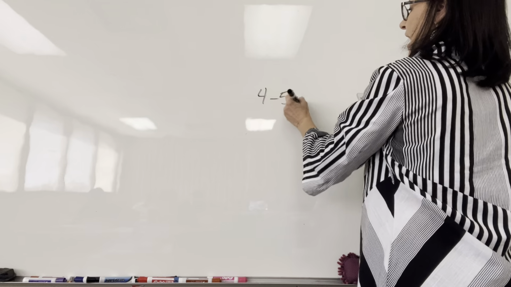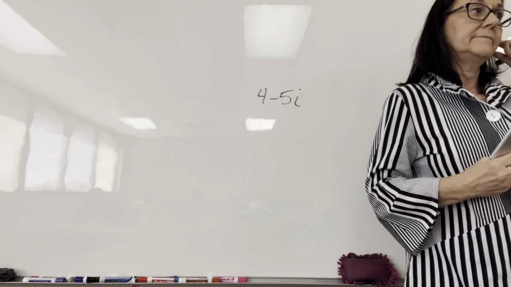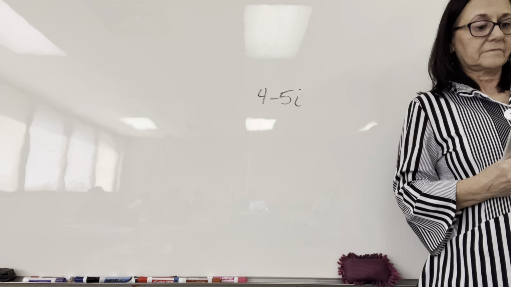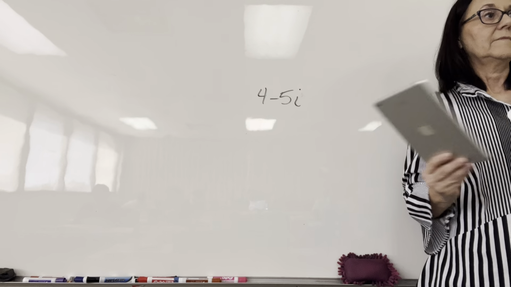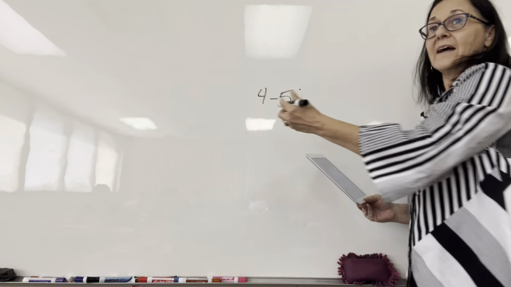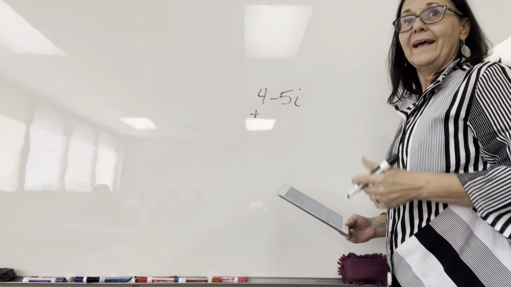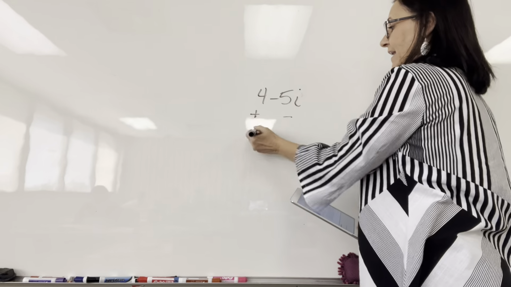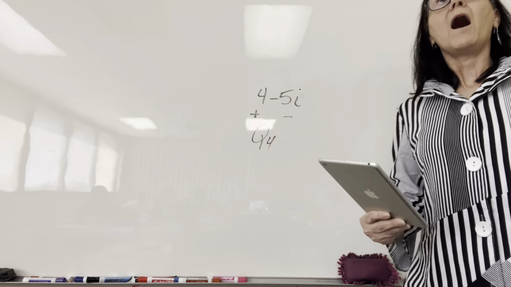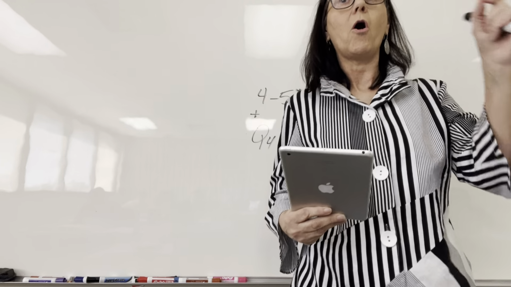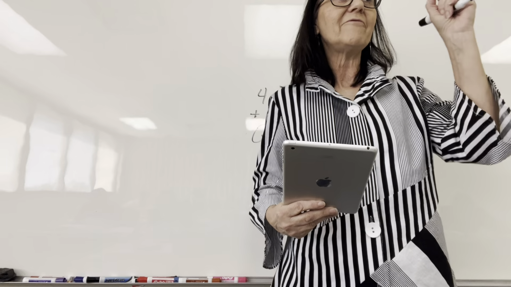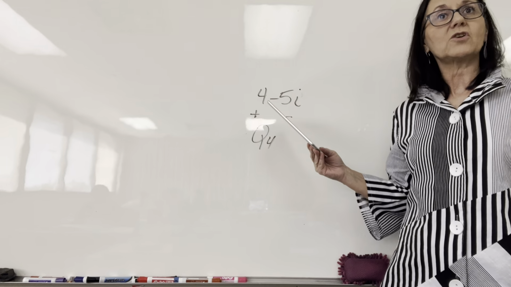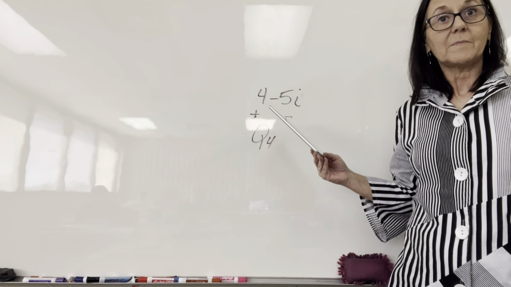4 minus 5i. What quadrant is that in? Fourth, because your x is positive and your y value, which is now our i value, is negative, so it's in quadrant 4. The modulus, ladies and gentlemen, is always a positive value, because even though my coefficient for i is negative, when I square it, it becomes positive.